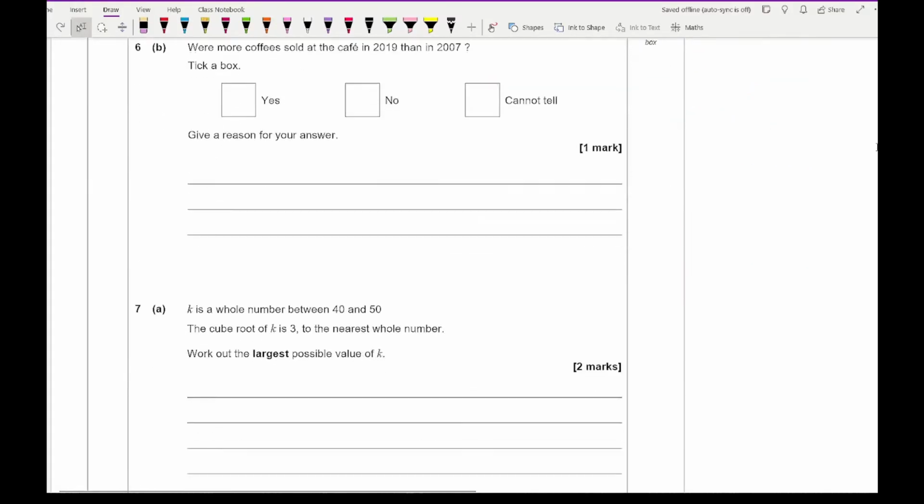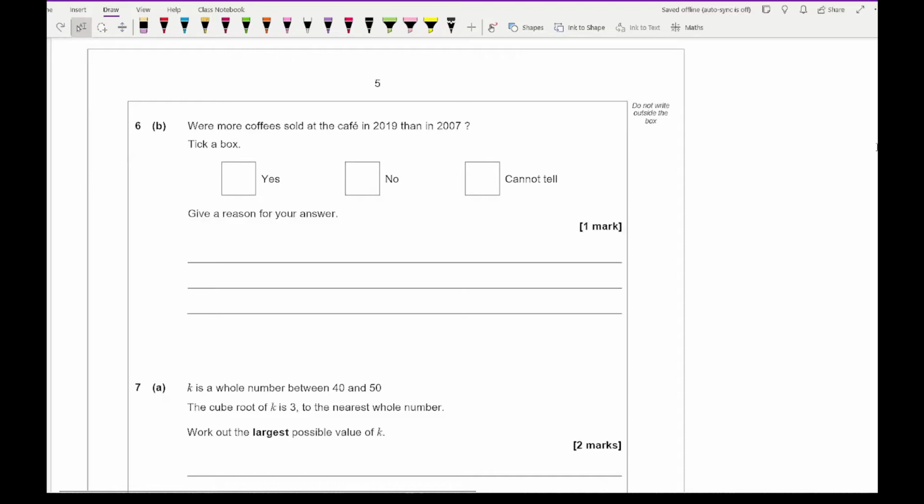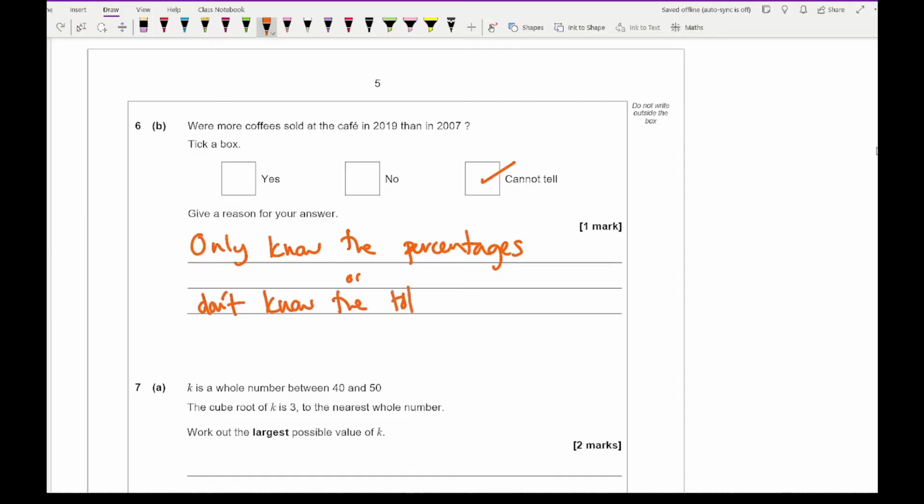Then moving on to question 6b, it says, were more coffee sold at a cafe in 2019 than in 2007? So for this, what you need to write, the tick is cannot tell, and the reason for that is because we only know the percentages, or you could say something along the lines of don't know the total sales in 2019.